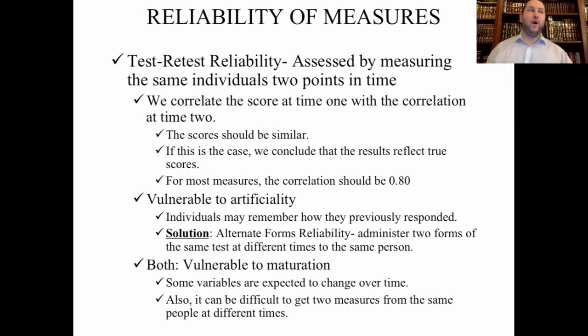There's another problem. What if they give different answers? Well, that possibly could be due to many things. It could be due to error, but it could also be due to maturation. We would expect through time people to acquire new skills, learn new things. So it's possible that there might be changes over time that way.